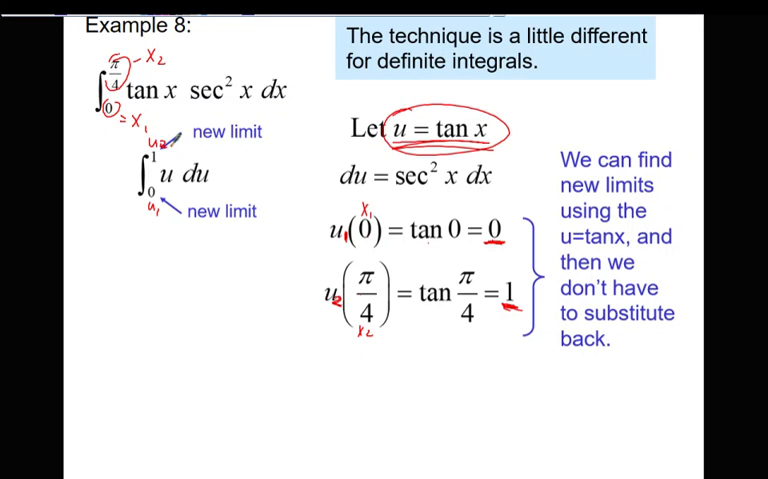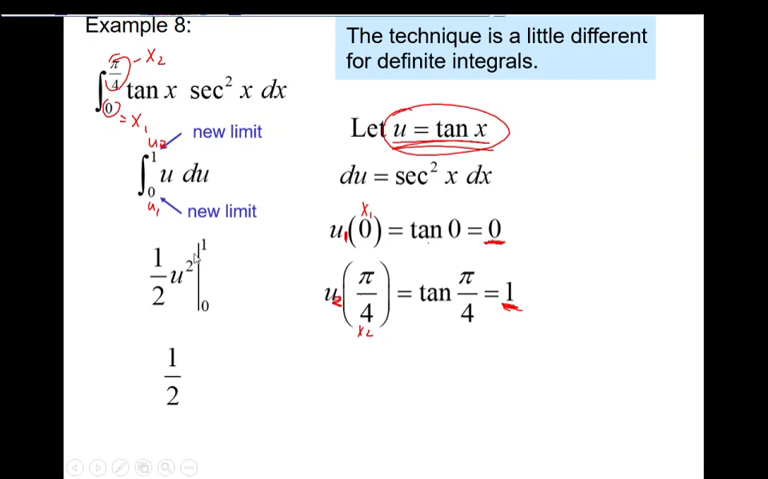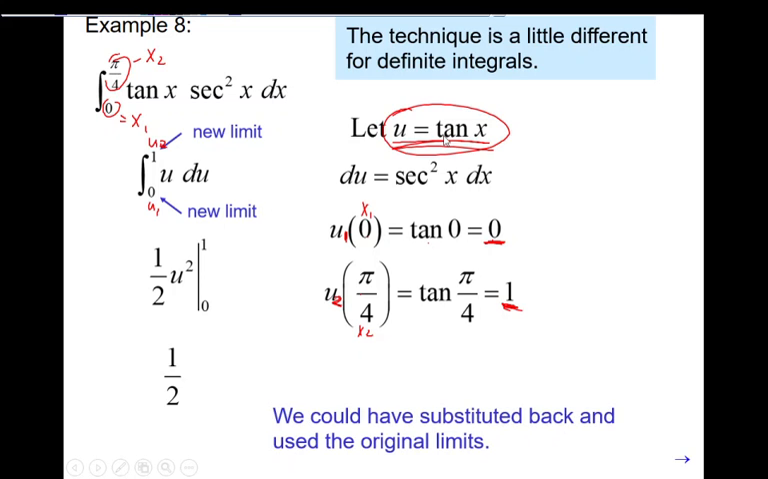These are u values, which makes it a little bit easier, because now when I do this, very easily I get 1/2. You plug in 1, you get 1/2 minus 0, which is 1/2. So basically we've done the same thing; the difference is I've broken it up. Notice I didn't have to plug back in tangent, and then use pi over 4 and 0. So it does tend to be a little bit easier doing it this way. All right, so let's do another example.